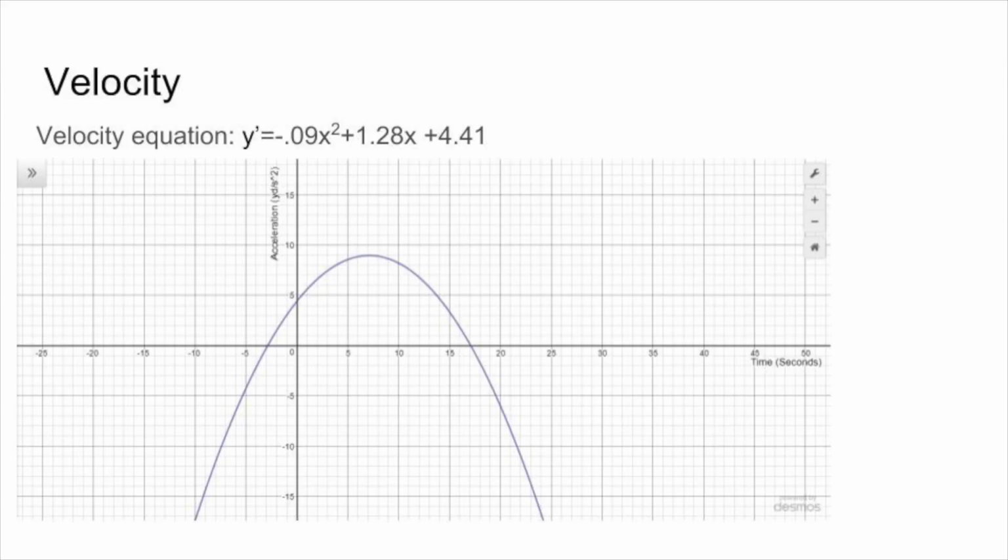As you can see, the graph is a negative parabola, indicating that the runner increases speed until reaching the maximum velocity, at which point he begins to decrease in speed.